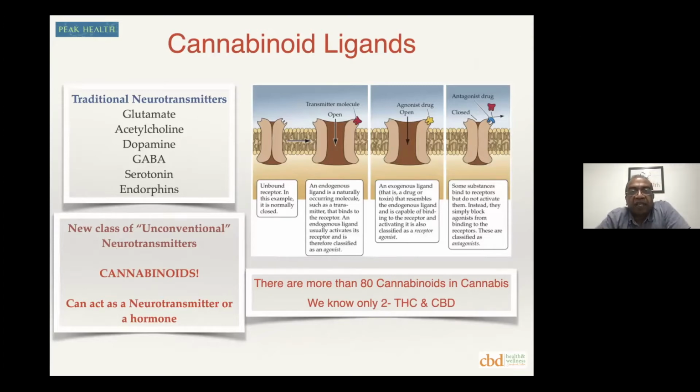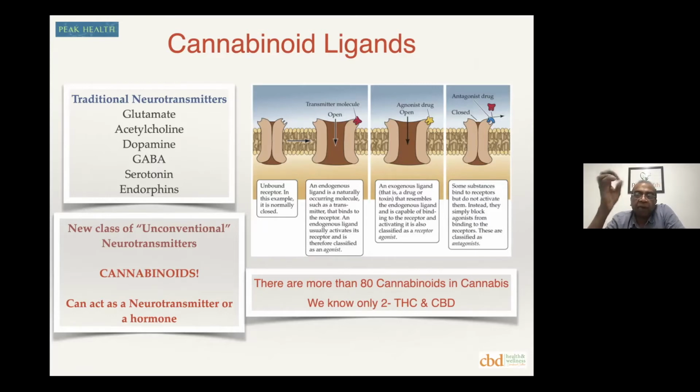So what's very interesting about CBD, which is a cannabinoid, is the traditional neurotransmitters that we know of, the things that the medical industry knows quite well: the glutamates, the acetylcholine, the dopamines, the gamma-aminobutyric acid, the serotonins, endorphins, etc.